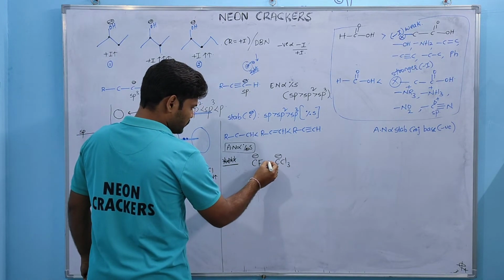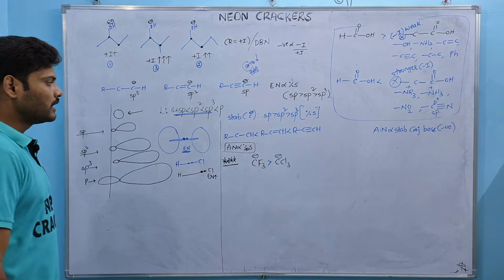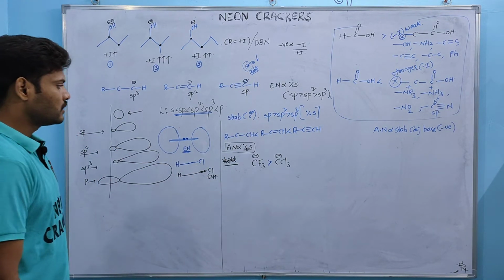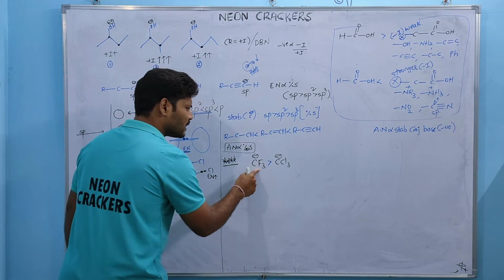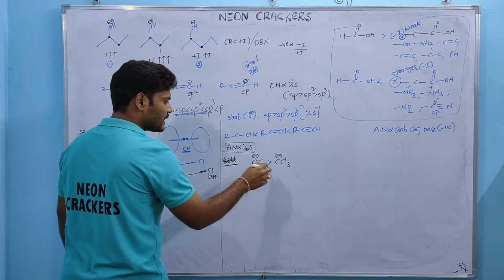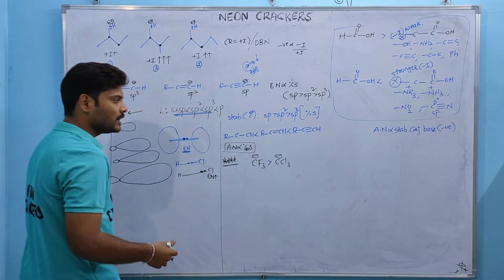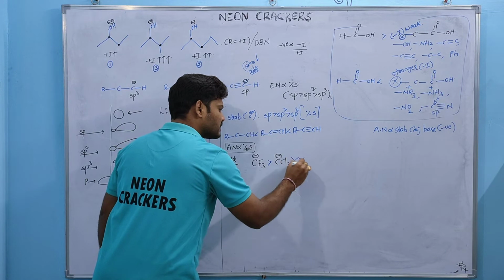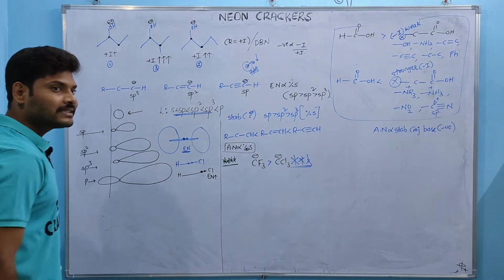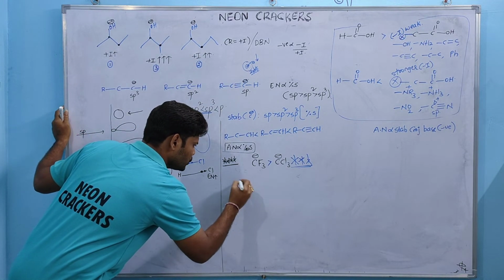Your answer would be CF3⁻. Why? Fluorine has a stronger minus I effect, sir. It has a stronger minus I compared to chlorine. That's why it is more stabilized, because the stability of a carbanion is directly proportional to minus I. Wrong it is. Absolutely wrong it is. One more phenomenon is there. What is that? So listen carefully here.